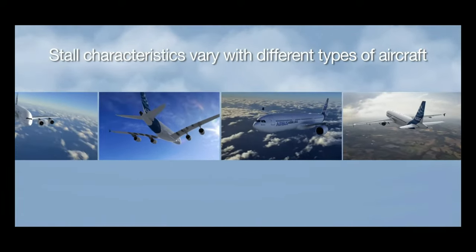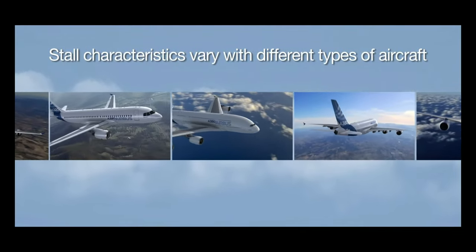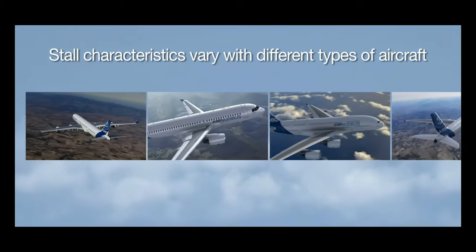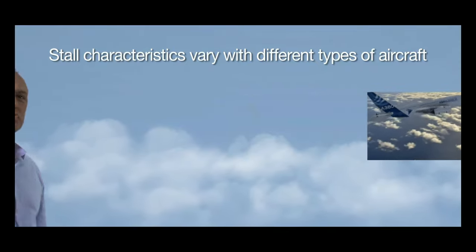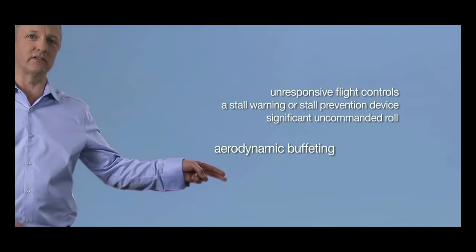Stall characteristics vary with different types of aircraft. However, for modern aircraft during most normal maneuvers, the onset of the stall is gradual. The first indications of an approaching stall may be provided by any or all of the following: unresponsive flight controls, a stall warning or stall prevention device, significant uncommanded roll at the stall, or aerodynamic buffeting. The transition from approaching stall to stall is sometimes difficult to identify precisely. Therefore, the two phases should be treated as the same from a recovery point of view.